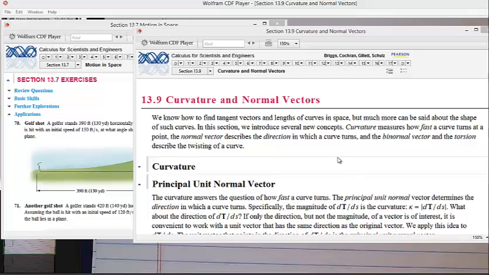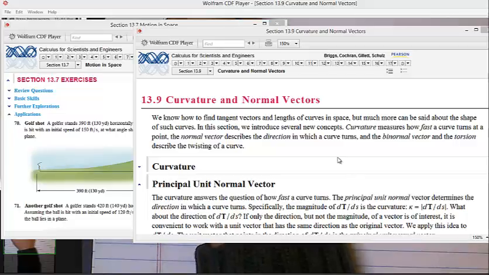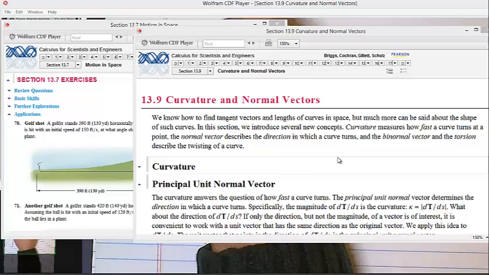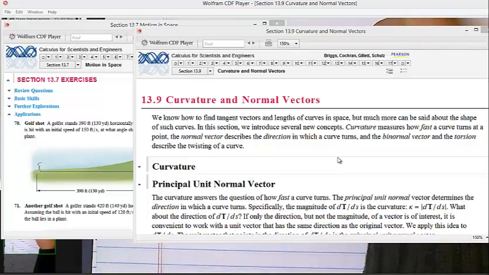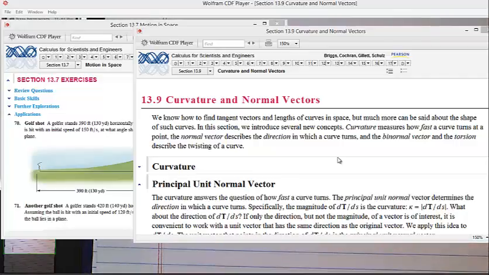Today's lesson is on curvature and normal vectors. And there is an awful lot to say about section 13.9. So much so that I really think you guys will probably be working on this section for about a week. That's kind of what I'm picturing. If you get all the homework done by next class, awesome. But if you don't, you're not necessarily behind.